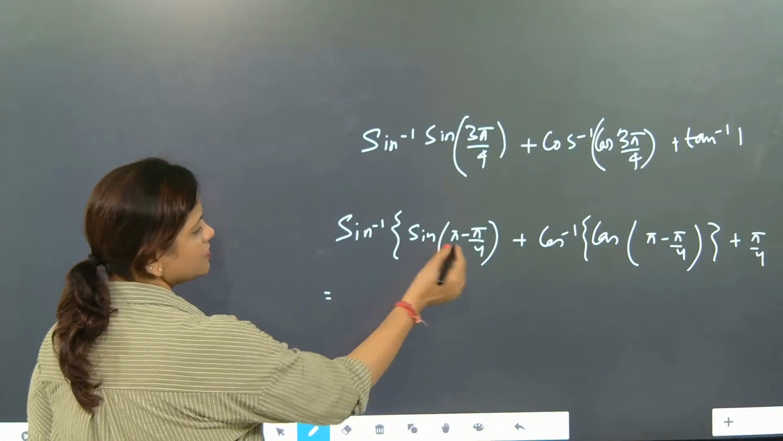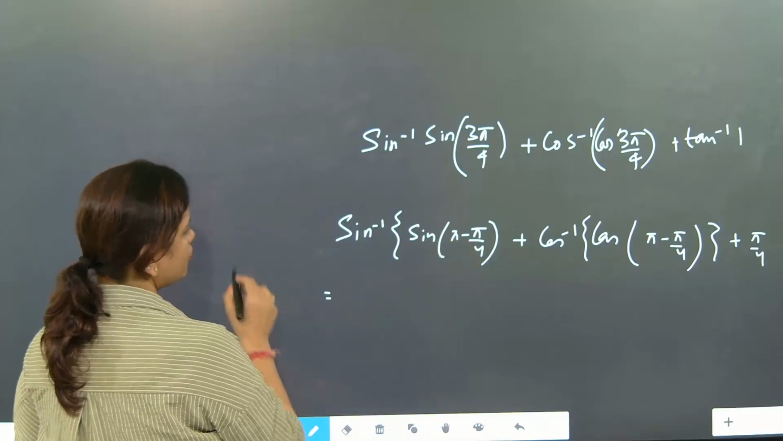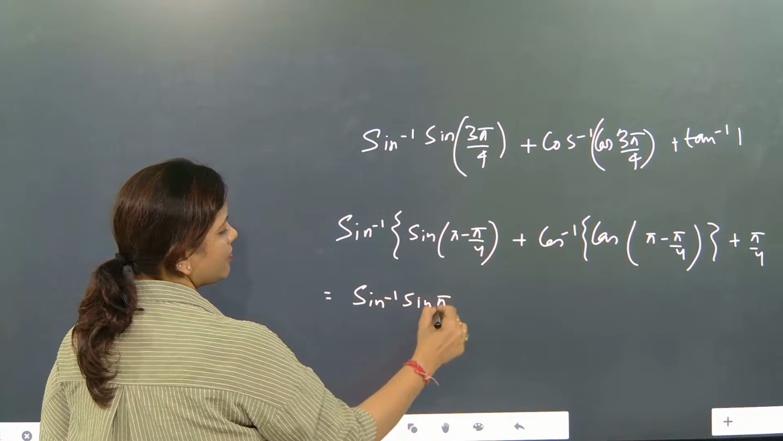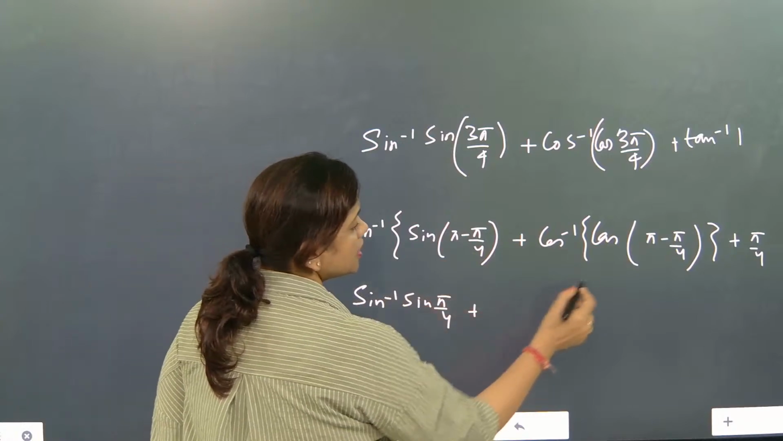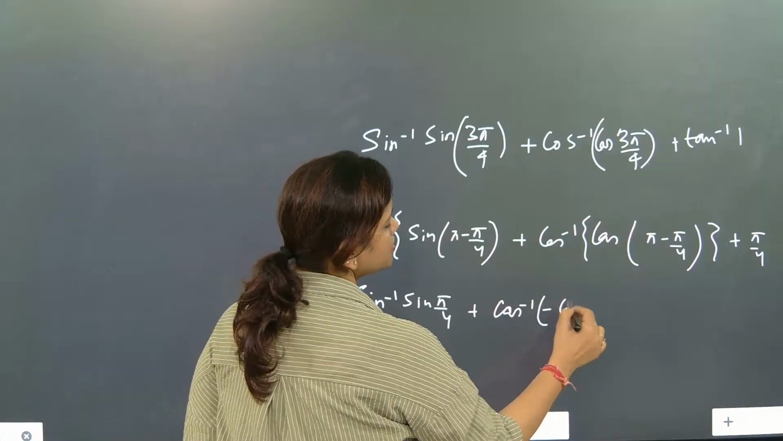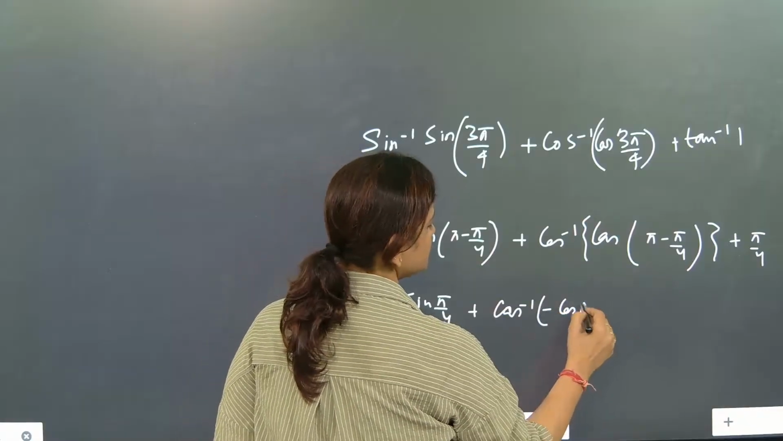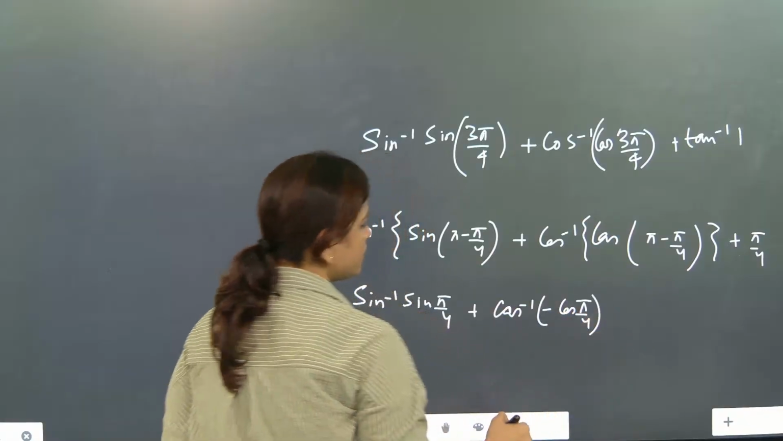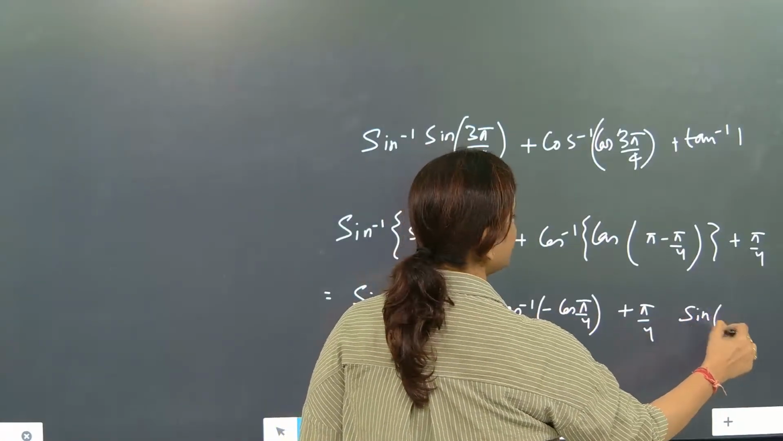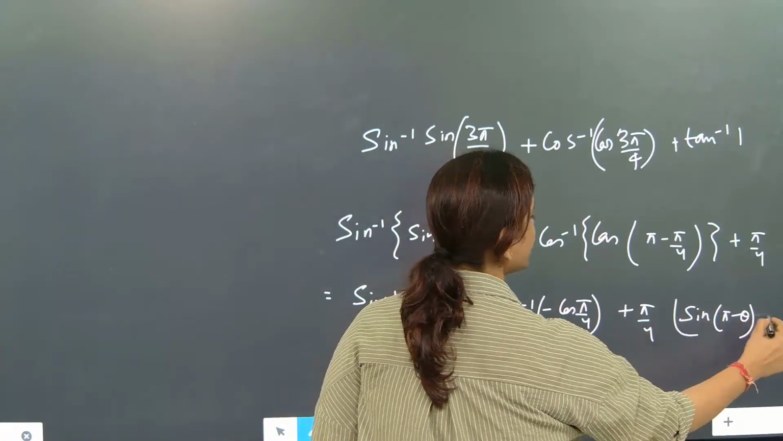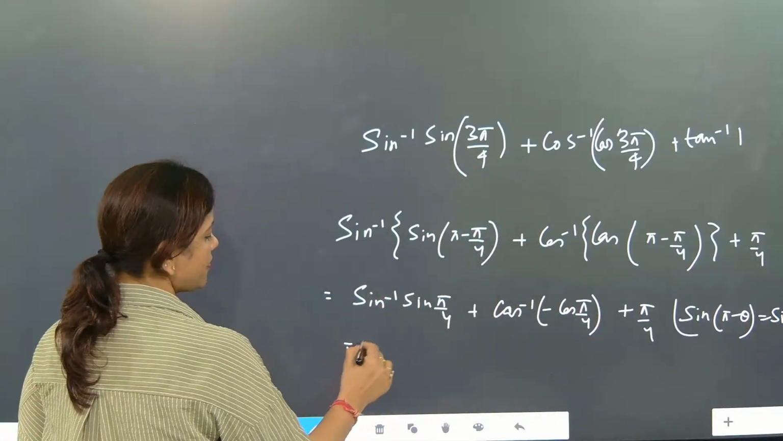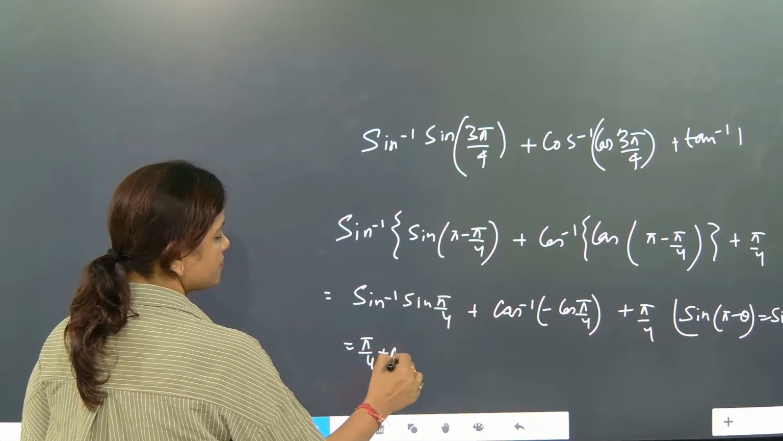So this part, sine inverse, will become sine pi by 4, because sine of minus theta is sine theta. So sine inverse sine pi by 4 is coming, plus here the problem will come because this is cos inverse of minus cos pi by 4, and then plus pi by 4. So we know that sine of pi minus theta is sine theta. Because of that, this plus section will become pi by 4 plus pi by 4.